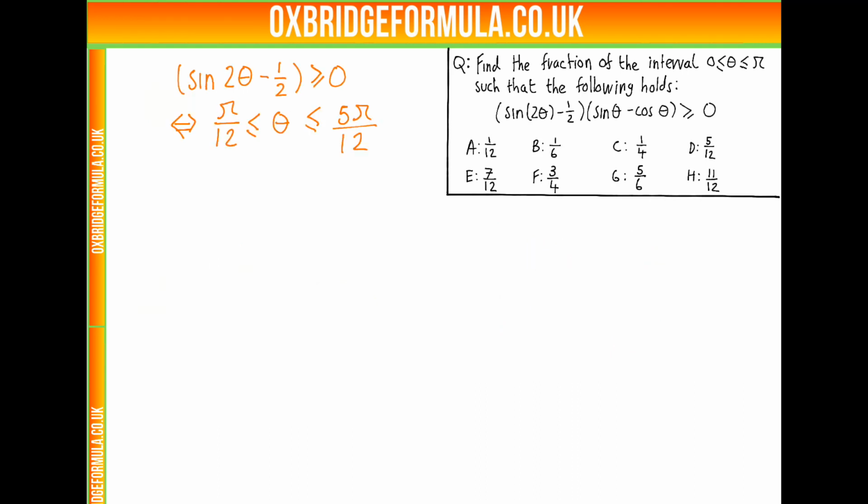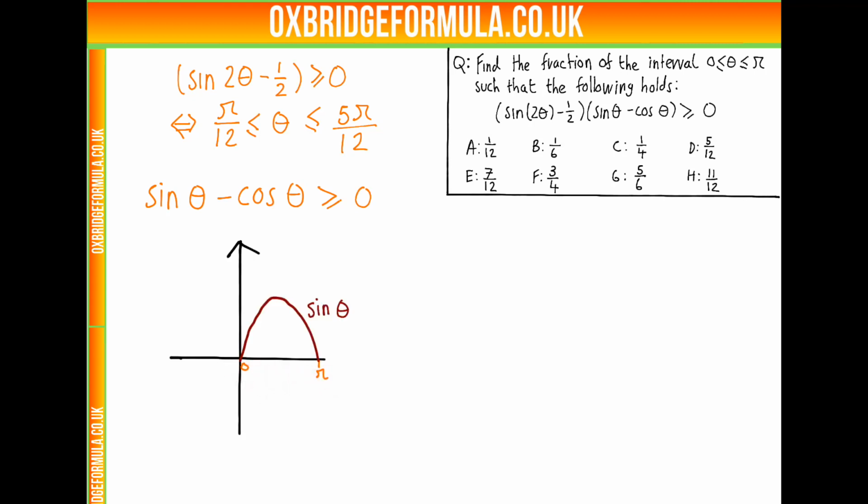So now let's look at the other thing in our expression, sin theta minus cos theta. So when is sin theta minus cos theta greater than or equal to 0? Again, let's draw a graph, because we're looking for when sin theta is bigger than cos theta. So if we plot on a graph sin theta and cos theta, we should be able to see the solution. So here's a graph between 0 and pi. We've got sin theta here and cos theta here. We see that after this intersection point, sin theta is bigger than cos theta, and so this will hold. So we just need where this intersection point is.